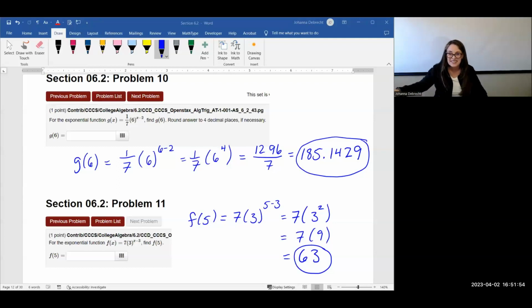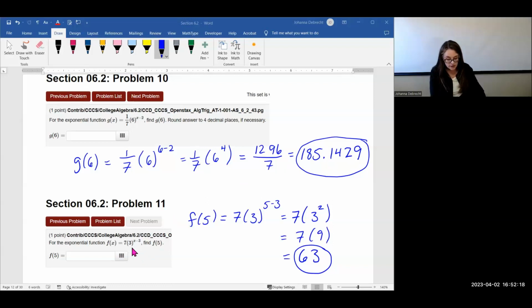So how'd you do? Let's compare our answers. Remember, when you substitute the value of x, you're substituting into the power. So this is 6 to the 6 minus 2, or 6 to the 4th. Then we divide by 7. 6 to the 4th is 1,296, divided by 7 gives me about 185.1429 when I round.